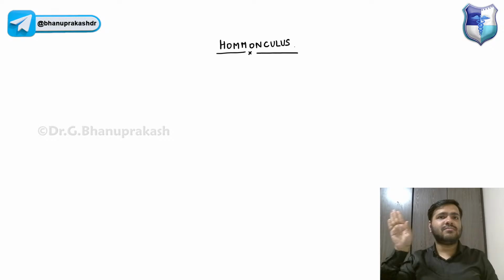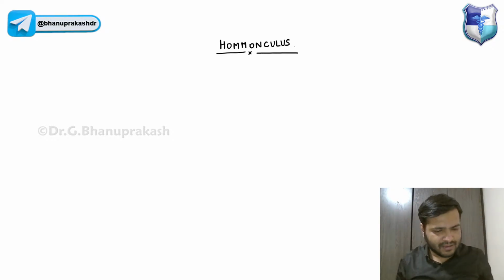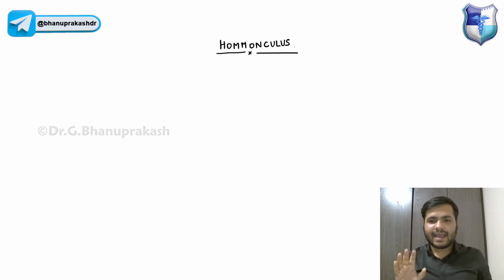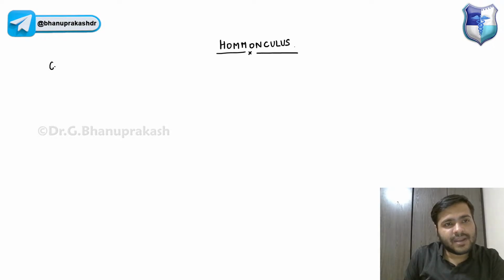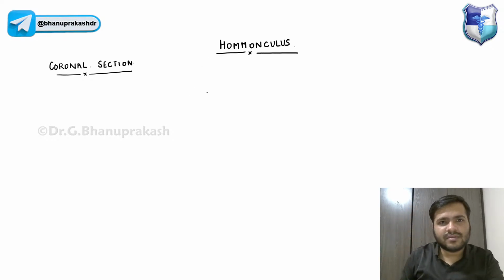So I'm cutting my brain like this, removing this part, and I will just see what is there. Please be very clear with the sections which I take. I'm now trying to draw only one side of the cerebral hemisphere, and that is the medial surface of the cerebral hemisphere.